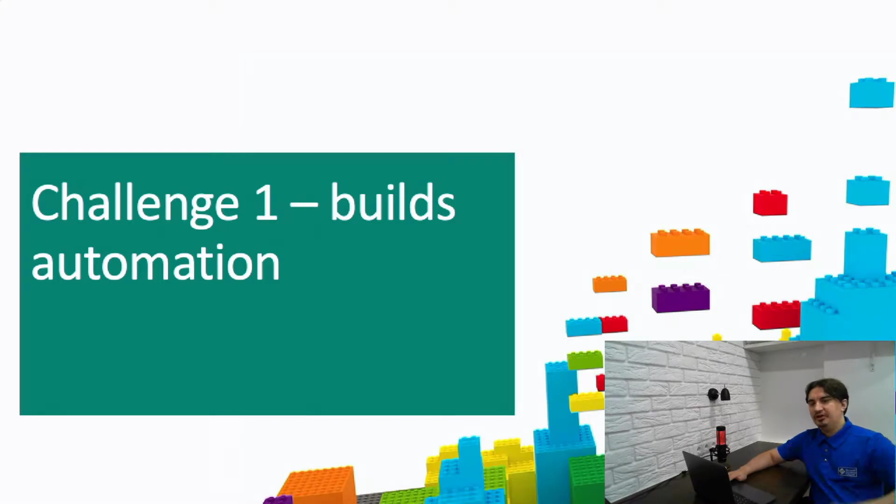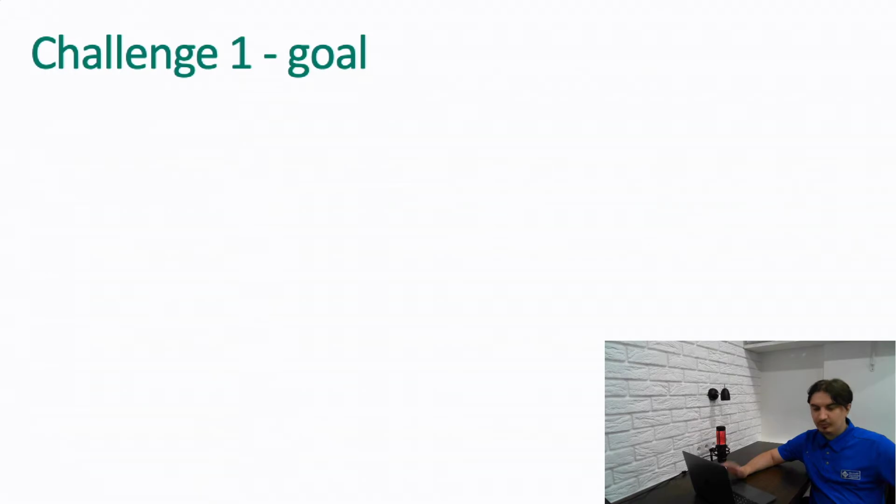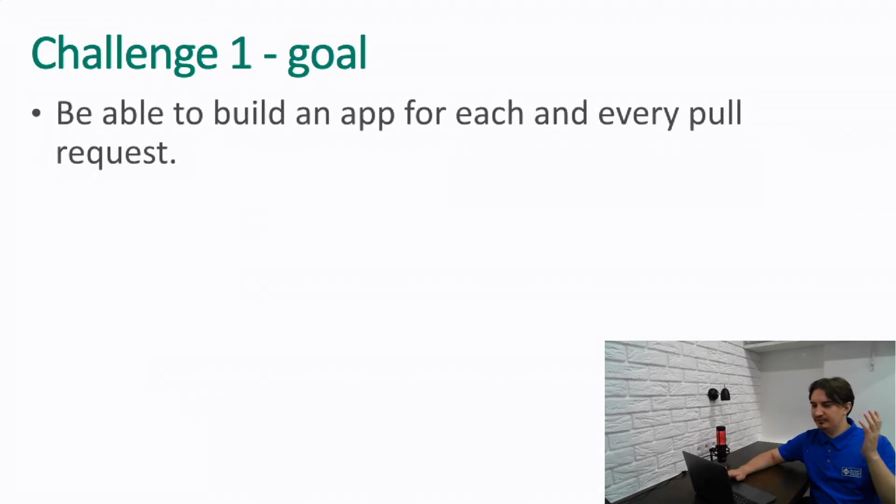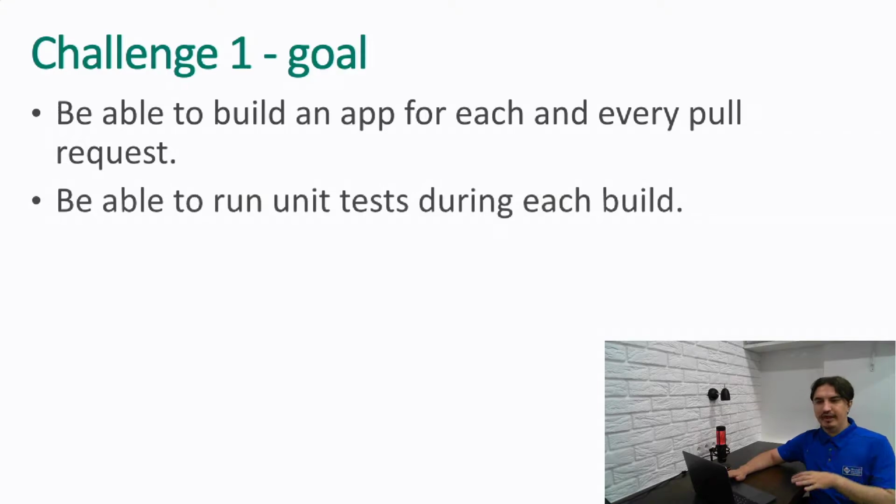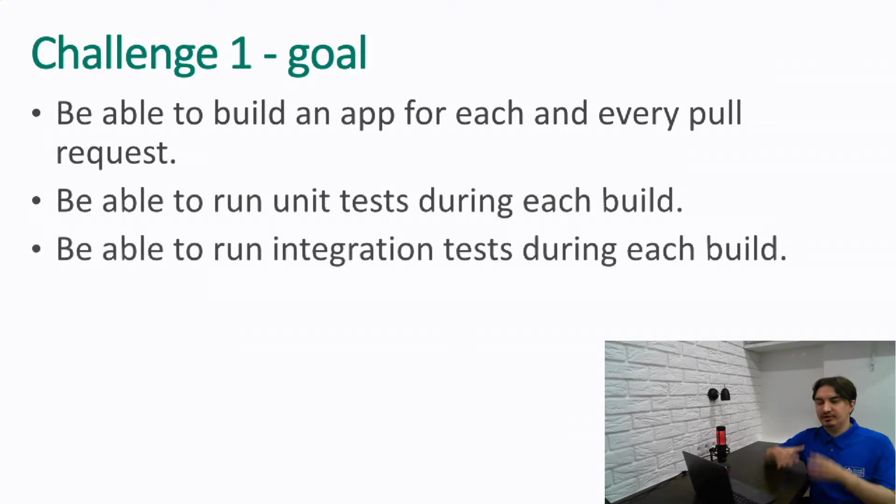So let's talk about challenge number one, and challenge number one was the build automation. What was the goal of that challenge? So what we tried to achieve in the first place. First of all, we need to build our code for each and every pull request. In addition to that, we need to run the unit tests for each and every pull request. In addition to that, we need to run the integration tests for each and every pull request.